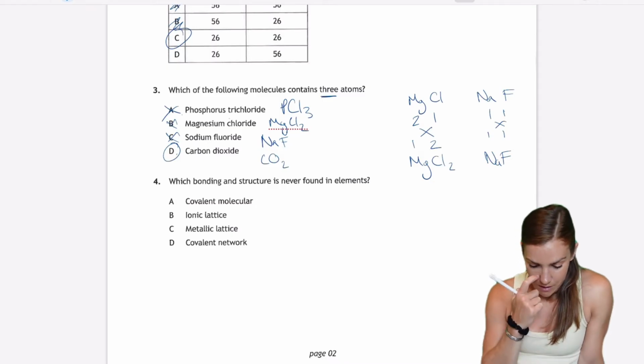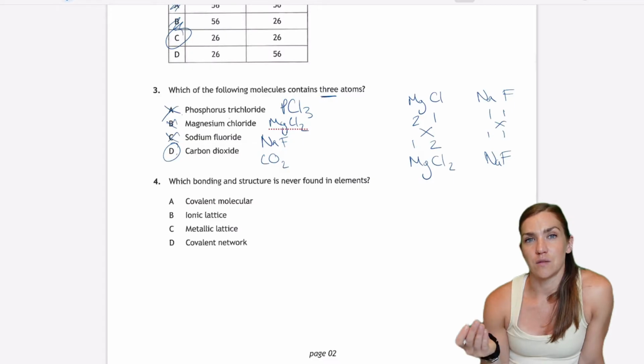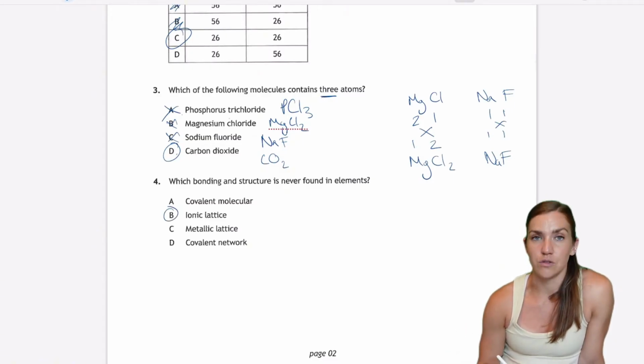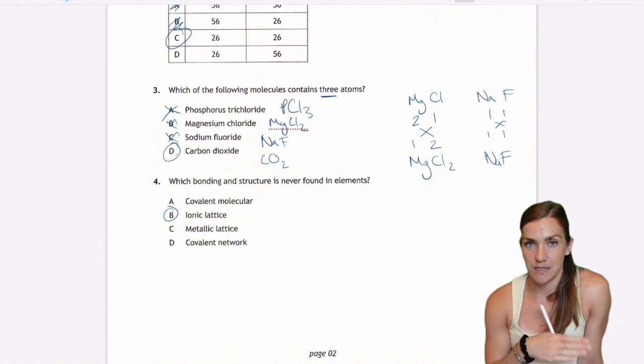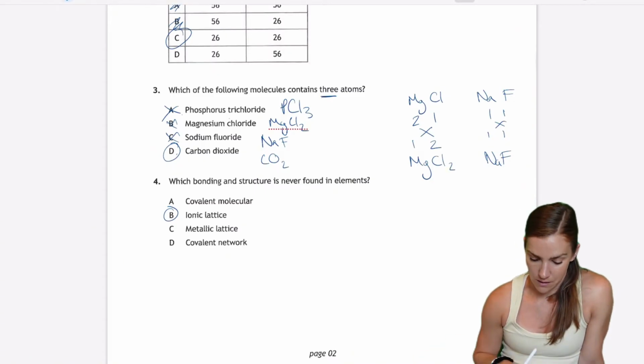So then question 4, the bonding and structure that you never find in elements. So if you've got an element, you've got the same type of atom. In an ionic lattice, you need metal atoms or metal ions and non-metal ions, which means that you must have two different elements. So you can never get an ionic lattice structure if you just have an element.